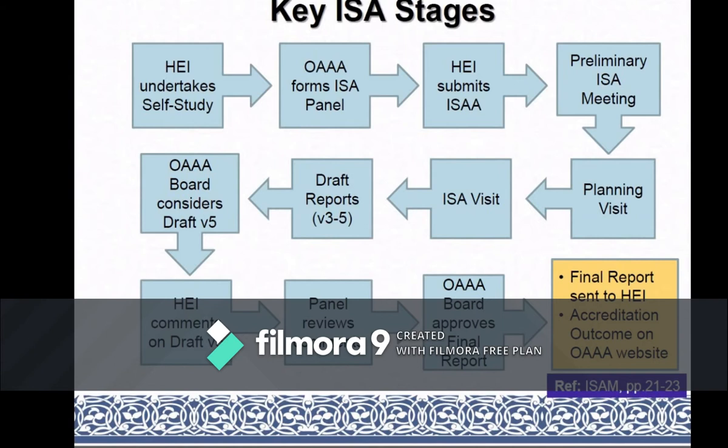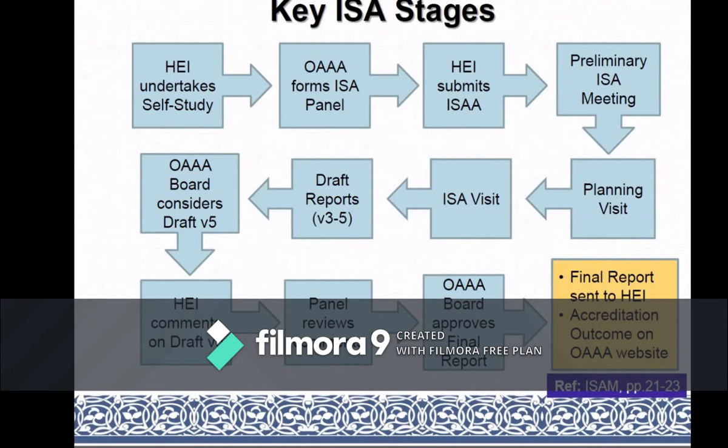Then there will be a preliminary ISR meeting wherein they will set the tone for how they are going to come and assess us. Then the OAAA board will consider our draft. That means there is not going to be one version that we submit. There are going to be versions and versions. We will be somewhere around version 5. Our draft report of the ISA application will be accepted.